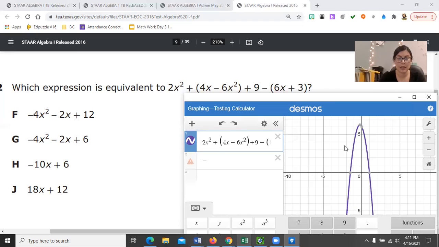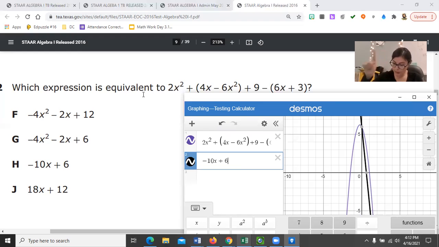Okay, so if I type in H, I put negative 10x plus 6. I'm going to get a totally different graph. And that way I know when it says equivalent, you're looking for which one has the same graph. So now I want you to practice.